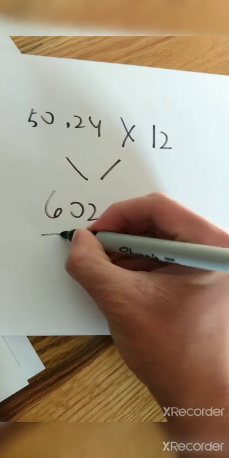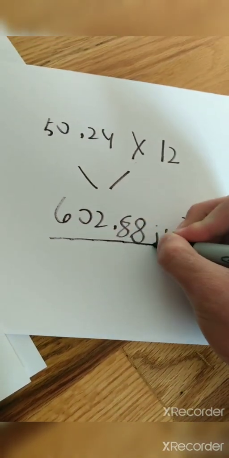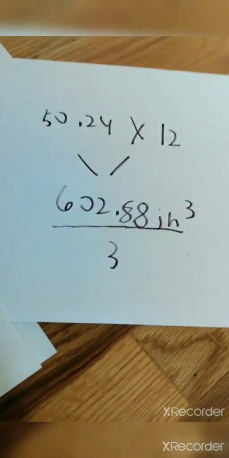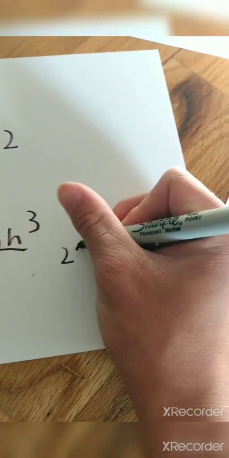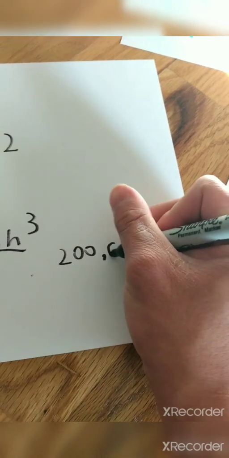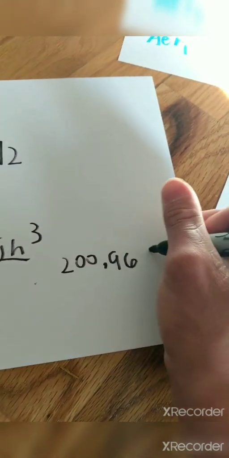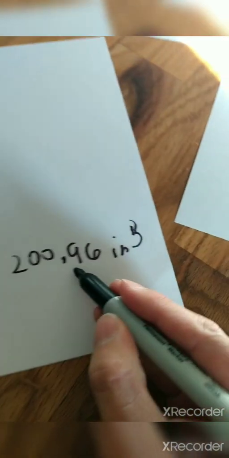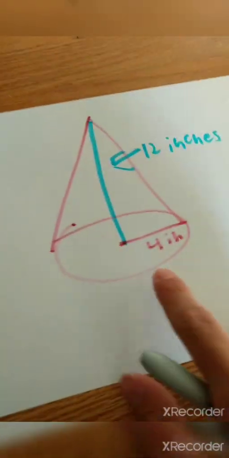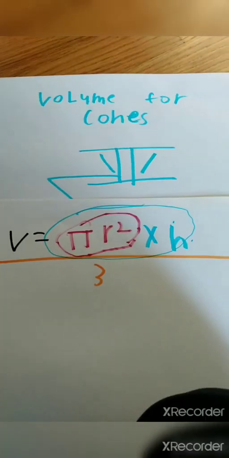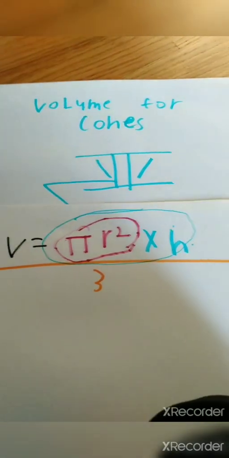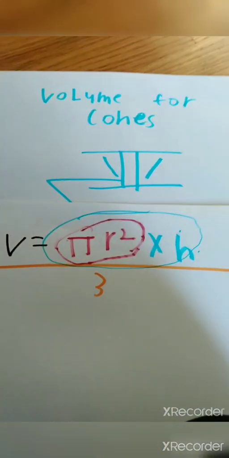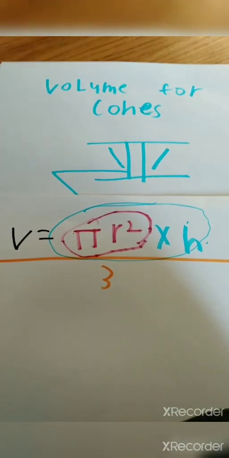So if we divide 602.88 by 3, we get an answer of 296 inches cubed for our cone. And that's going to be our final answer. Nice job! We now understand the formula and how to find the volume of a cone.